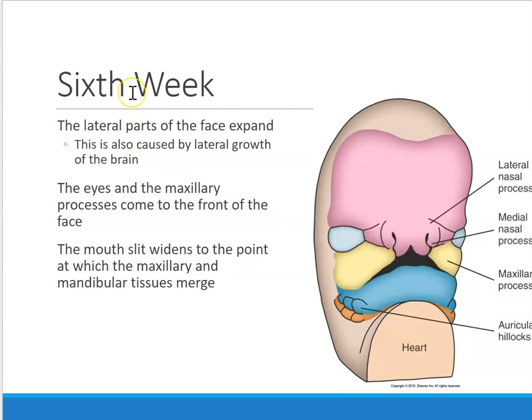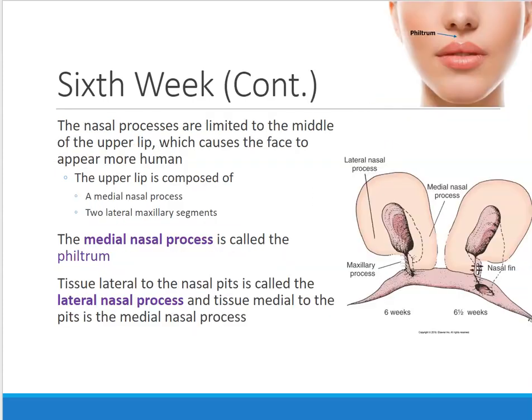Let's see what happens in the 6th week. In the 6th week, the face is expanding laterally, which means the face is growing on the side. We can see the eyes and the maxillary process are coming closer to the front. We can also see, again, the maxillary process is getting wide, and the mandibular and maxillary are kind of merging as well. And here, this will be developed later on too. This is actually the formation of the ears, the auricular hillocks, and there's a slide on this. This is where the ears are going to come from, the hyoid, the second arch, and it's going to come up soon.